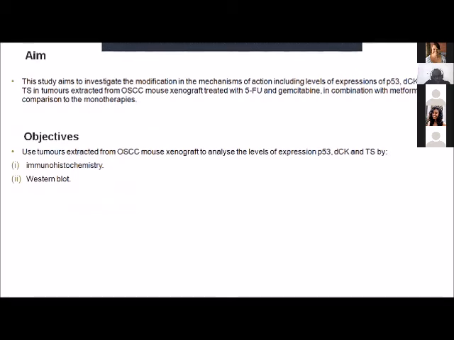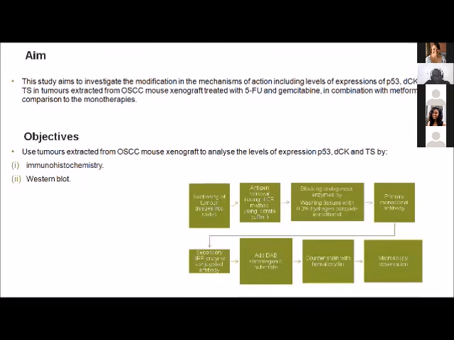the monotherapies. And the reason why we are also checking the expression of P53 is because the mechanisms of action of 5-fluorouracil, gemcitabine, and metformin all activate P53 for apoptosis. So what we are going to do in this study is that we are going to use the tumors extracted from the OSCC mouse xenograft to analyze the levels of expression of P53, DCK, and TS using immunohistochemistry.